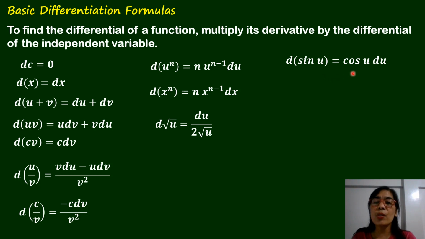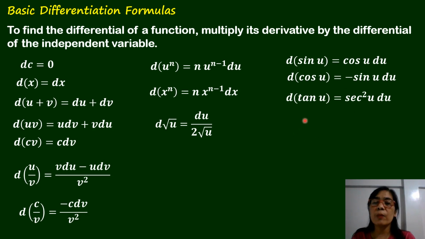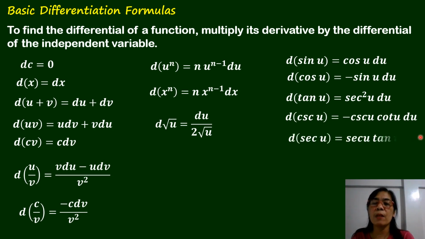It is equal to cosine angle times the differential of the angle. The differential of cosine angle is equal to the negative sine angle times the differential of the angle. The differential of tangent angle is equal to the square of secant angle times the differential of the angle. The differential of cosecant angle is equal to the negative cosecant angle cotangent angle times the differential of the angle.